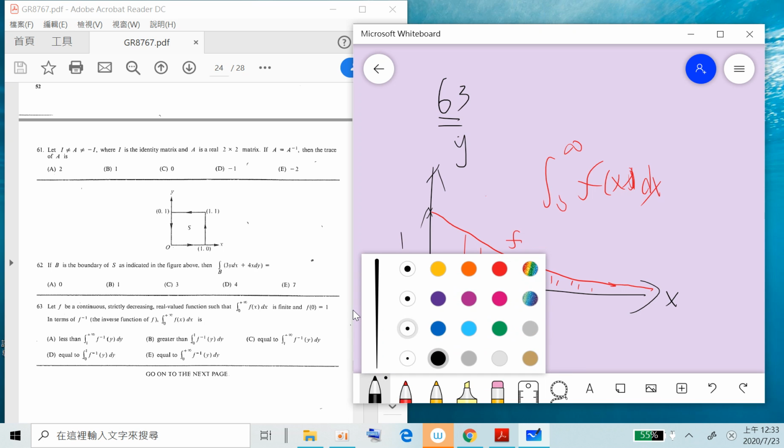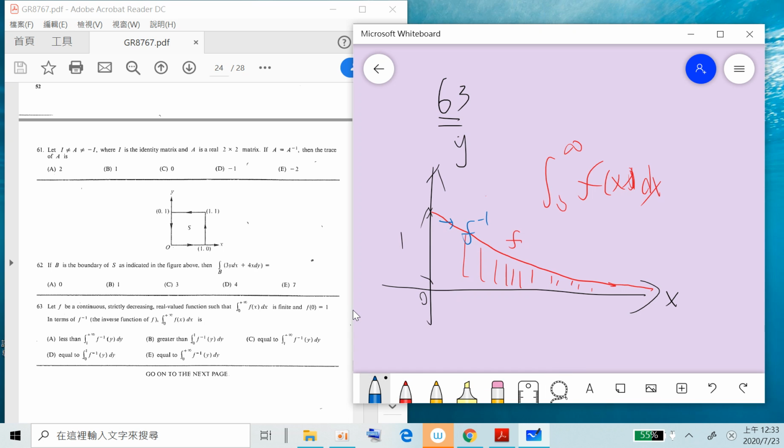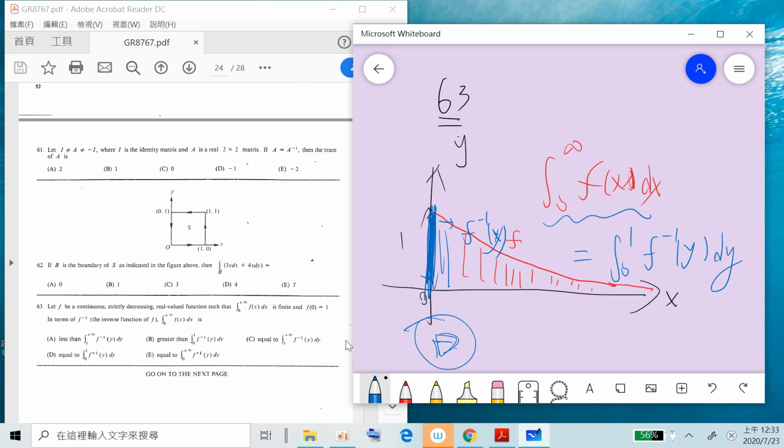But from the y perspective, this function is f inverse x, right? So there are two ways to write this volume. The first one is to write this area, the first one is this. The second one is from 0 to 1, f inverse y dy. So the answer is D. If you just see the graph, the answer is D.